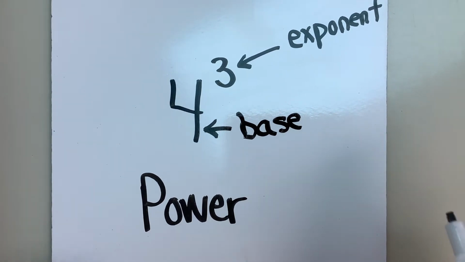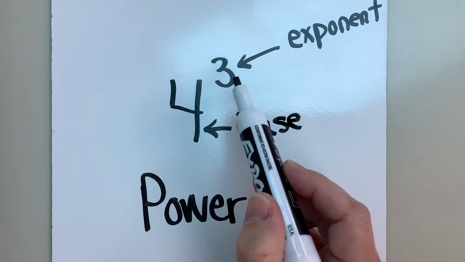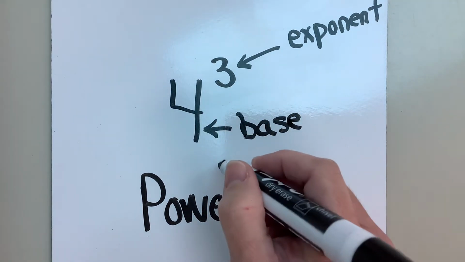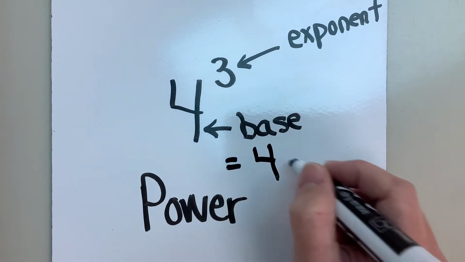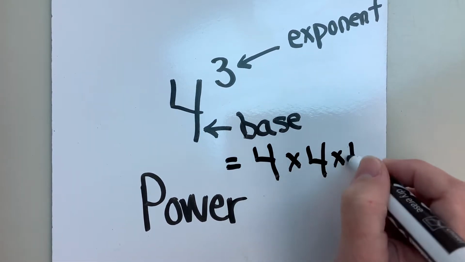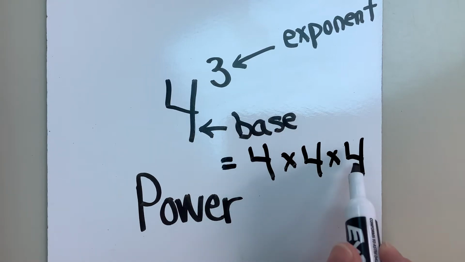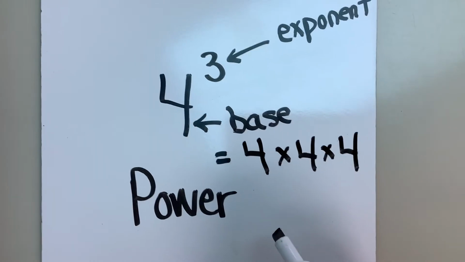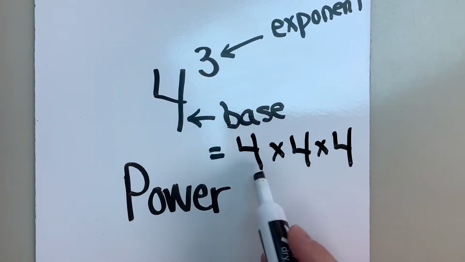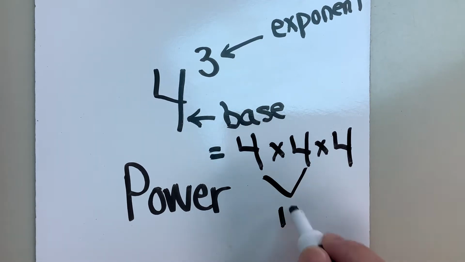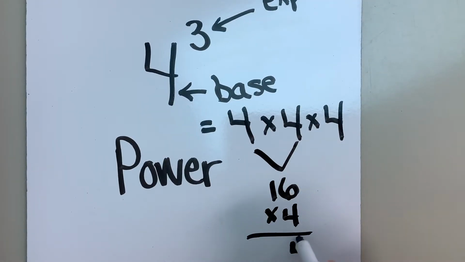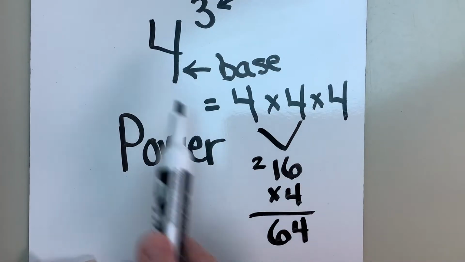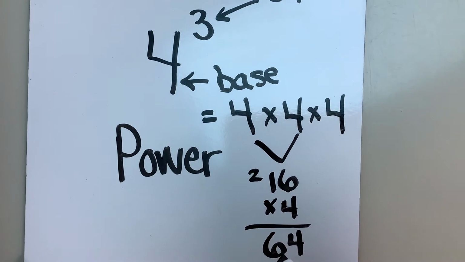Now what this means is that there are 3 factors of 4, which is 4 times 4 times 4. When you evaluate this, evaluate means to solve. You do 4 times 4, which is 16, and then 16 times 4 is 64. So the value of 4 cubed is 64.